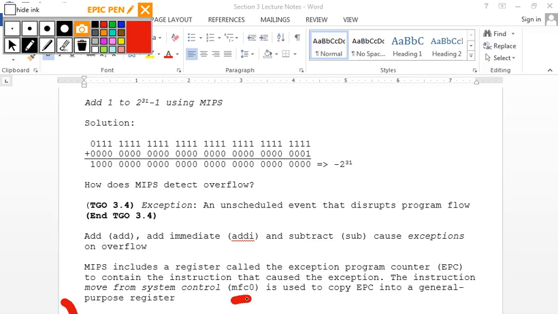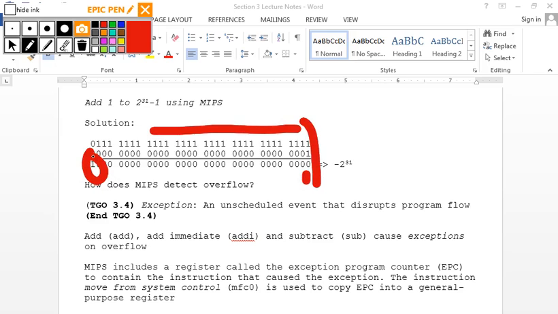In the meantime, let's go back to addition. So if I add one here, I have 2 to the 31 minus 1, and that should be a 1 there. So I've added it, and we get all these carry values, and look, we have overflow.